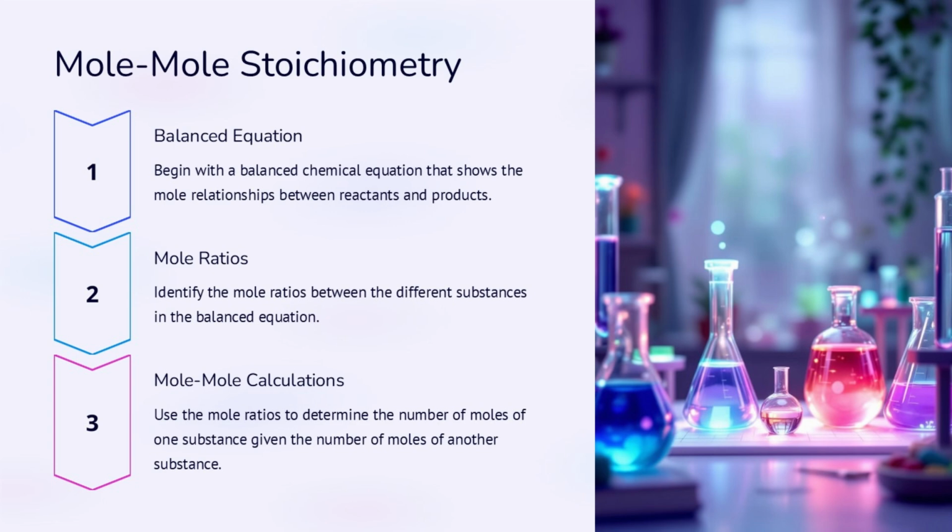This slide introduces the topic of mole-mole stoichiometry, which is the study of the quantitative relationships between the amounts of reactants and products in a balanced chemical equation. It outlines the key steps involved. Start with a balanced chemical equation that shows the mole relationships between the reactants and products. Identify the mole ratios between the different substances in the balanced equation. Use these mole ratios to determine the number of moles of one substance given the number of moles of another substance. These mole-mole calculations are essential for understanding and predicting the outcomes of chemical reactions. The visual of the scientific glassware helps reinforce the laboratory setting and experimental nature of this topic.